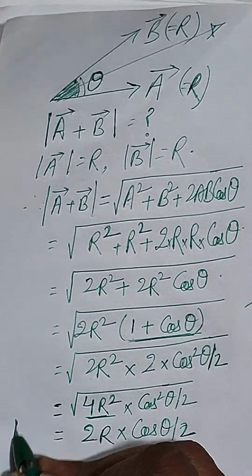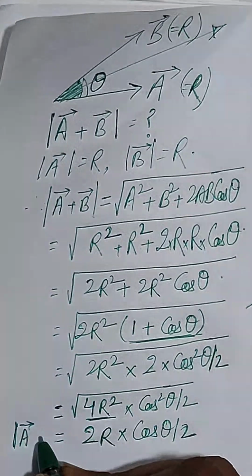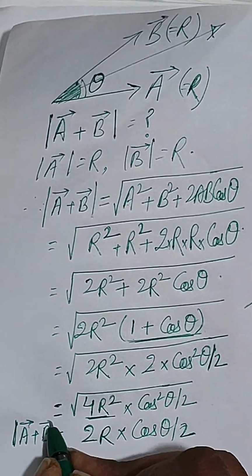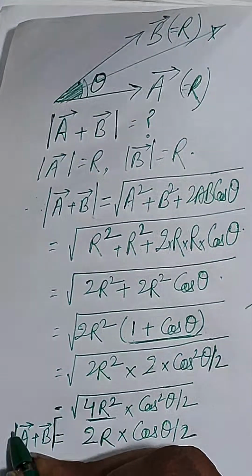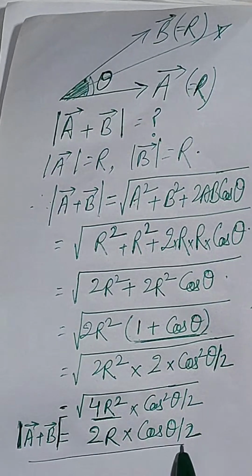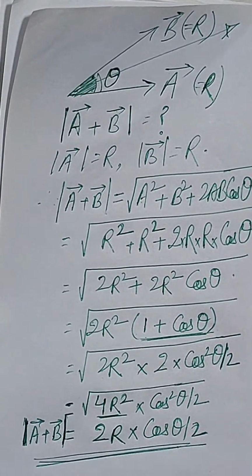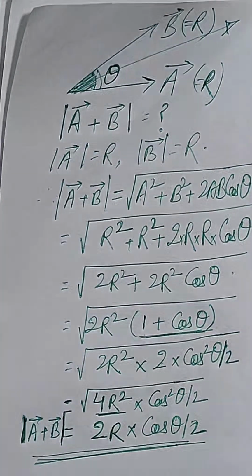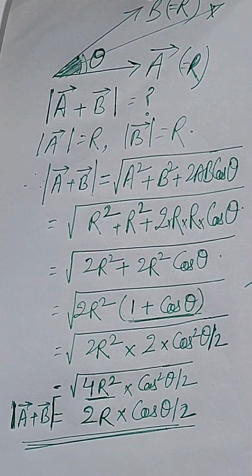The resultant vector, or we can say the magnitude of vector A plus vector B, the mod, the magnitude is this one, right? So with this we have just taken 2 questions for today. If you want, I can take more.